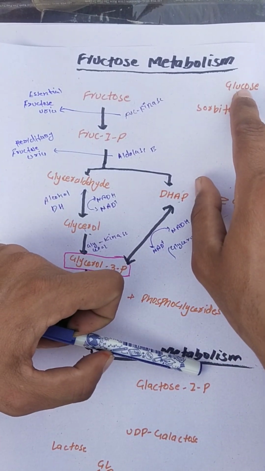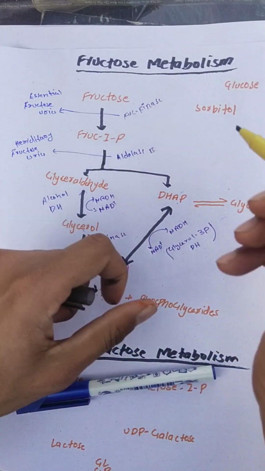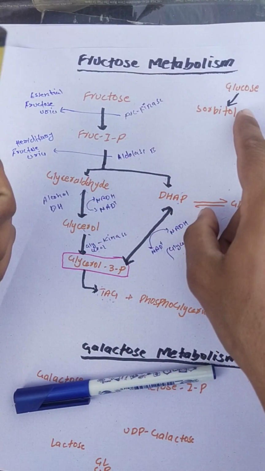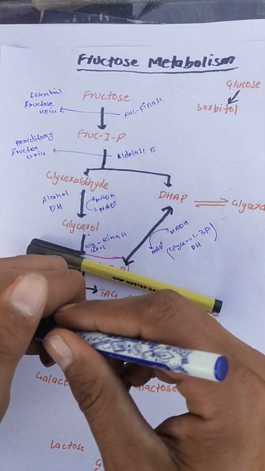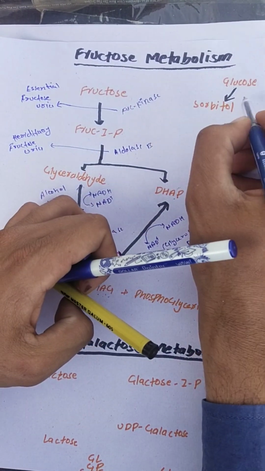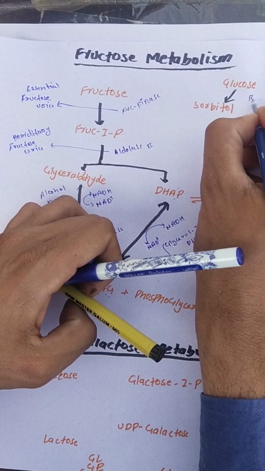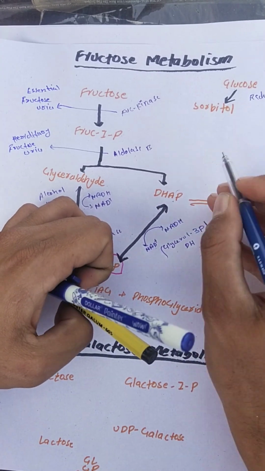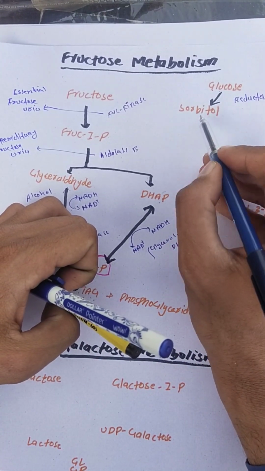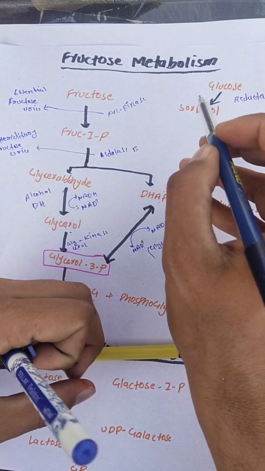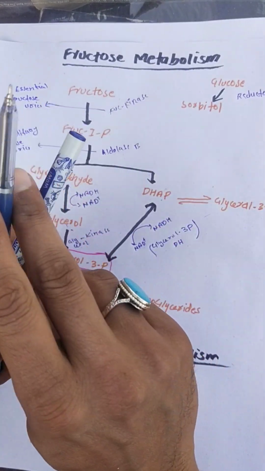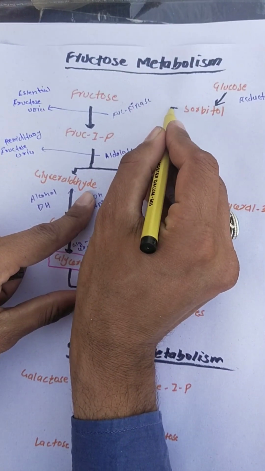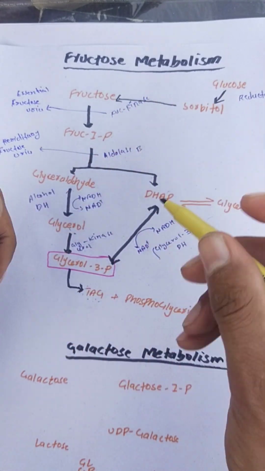When glucose is converted into sorbitol, what is the relation between glucose and sorbitol? Look, glucose is reduced, so we use the enzyme reductase here. When there is a reduction by reductase, we get sorbitol. So sorbitol is a reduced form of glucose, and this sorbitol can easily be converted into fructose. This is the relation by which glucose and fructose can be converted into each other.